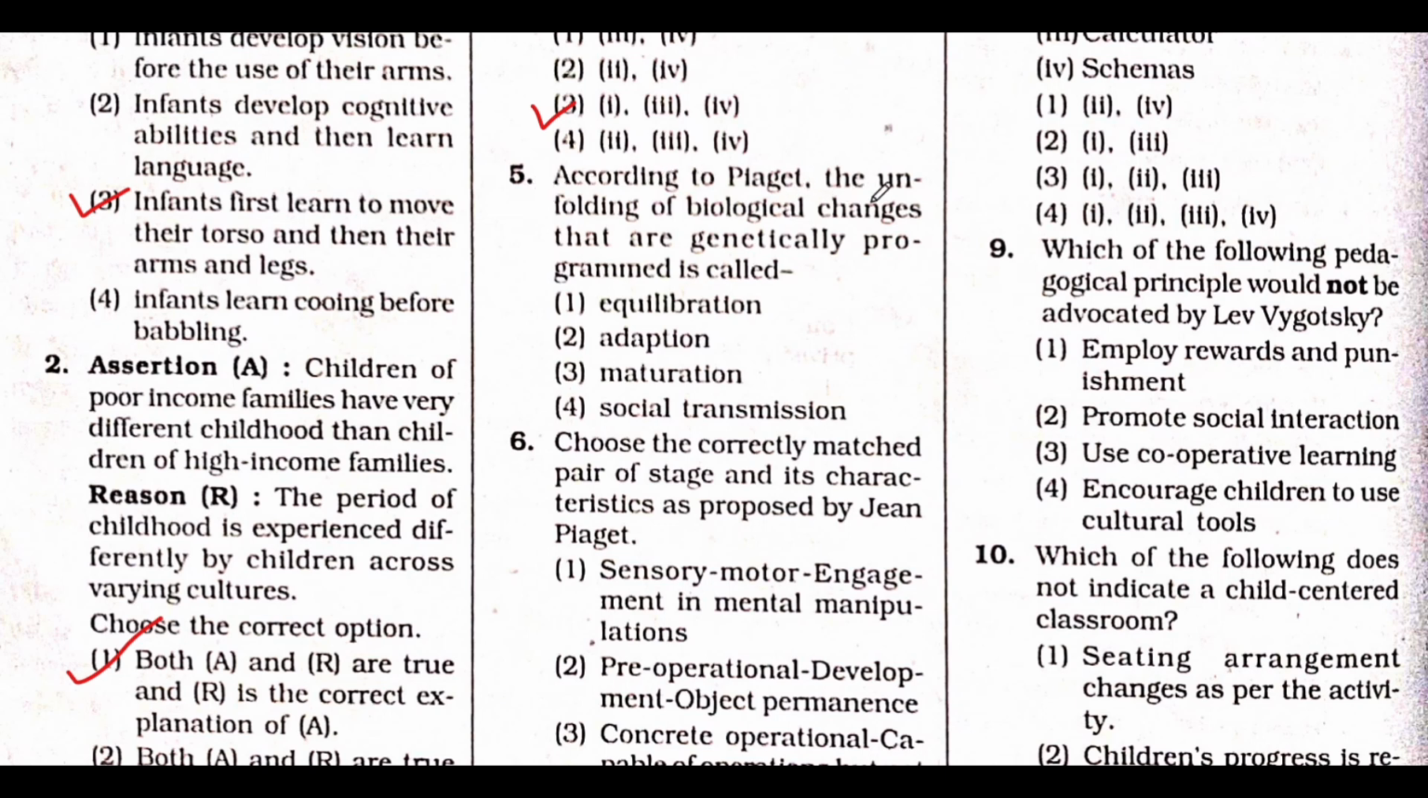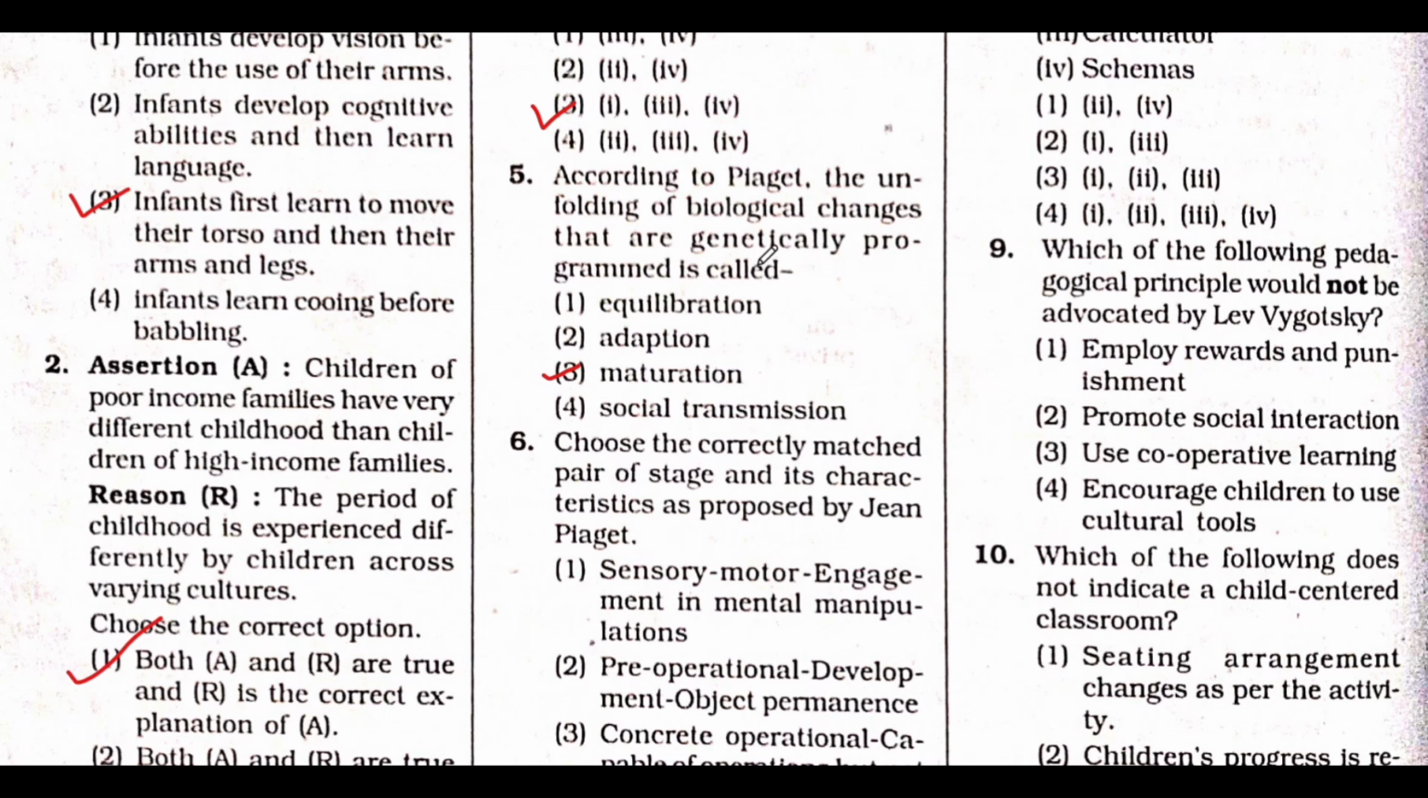Question number 5. According to Piaget, the unfolding of biological changes that are genetically programmed is called equilibration, adaptation, maturation, social transmission. Which one will you call it? So your correct answer is option number 3, that is maturation. So according to Piaget, the unfolding of biological changes that are genetically programmed is called maturation.